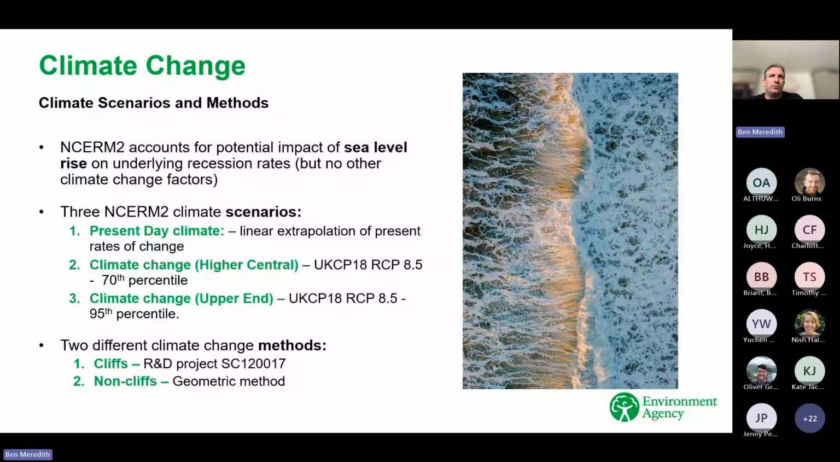As mentioned before, we use 3 climate scenarios, 1 present day climate and 2 increases using UKCP 18. For erosion, there are 2 different methods that we've applied. For cliffs, we have used the factors provided by the R&D project Shore and Coastal Erosion Sensitivity to accelerating sea level rise. And for non-cliffs, we've applied a geometric approach.